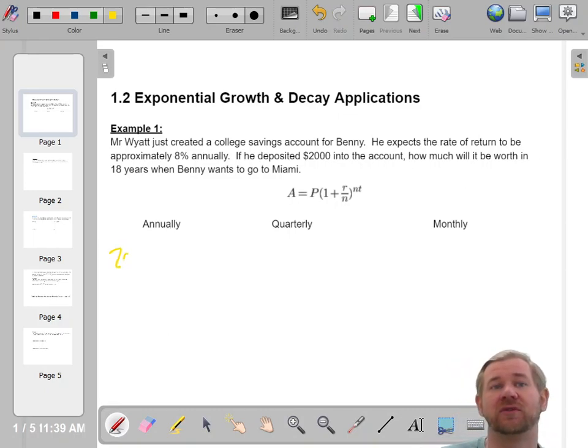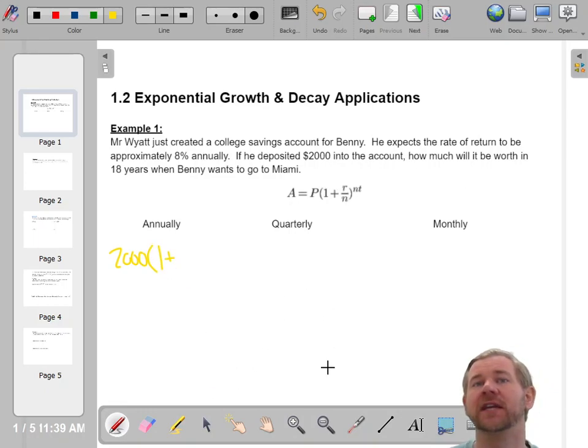So let's start with $2,000, and then I'll say 1 plus R, the interest rate, 8% is 0.08. And if you do something annually, the number of times that you do it in a year is once. Okay, there's 1 year in a year, so you do it once if it's annually. Now, this part, N times T, if you do something once a year for 18 years, that will be 18 times we will compound the interest. Okay? So this is very much calculator work at this point. So we'll get a calculator going.